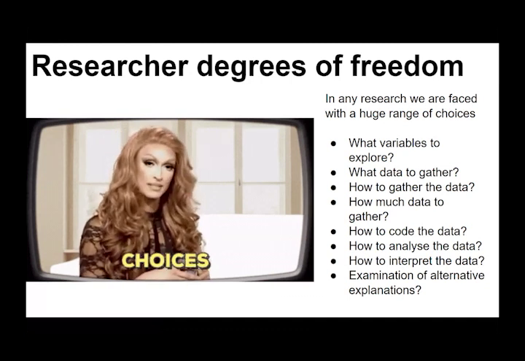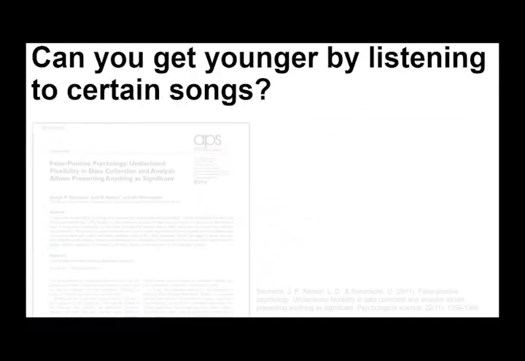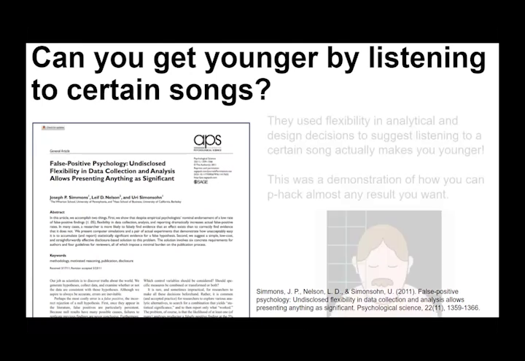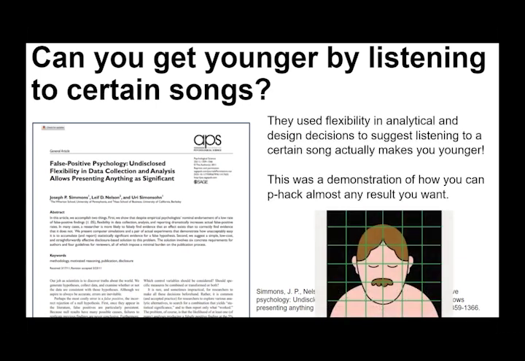positive and publishable result. And this was also demonstrated in another paper where the authors were deliberately p-hacking their data to demonstrate that you can essentially show almost anything depending on how you analyze your data because of the amount of choices we've got. And so in this paper, they actually showed that through the flexibility of how they analyzed their data, listening to a certain song actually makes you physically younger, which is completely ridiculous, but they showed it through the way they were able to analyze their data.